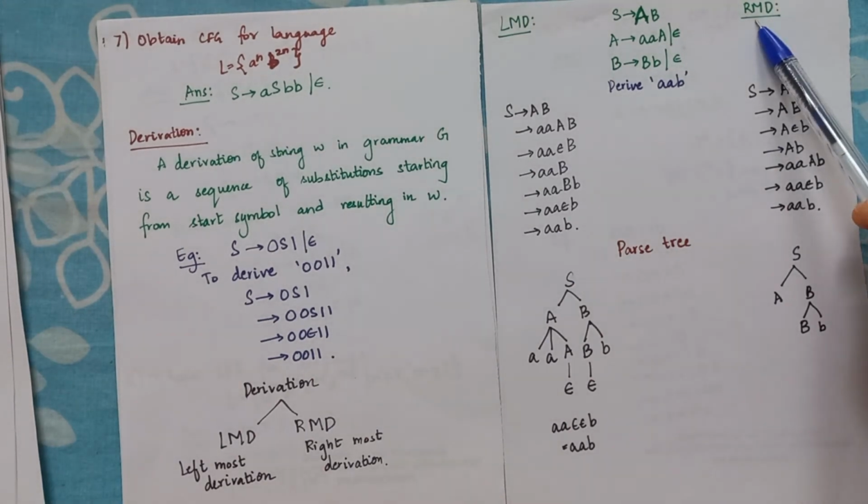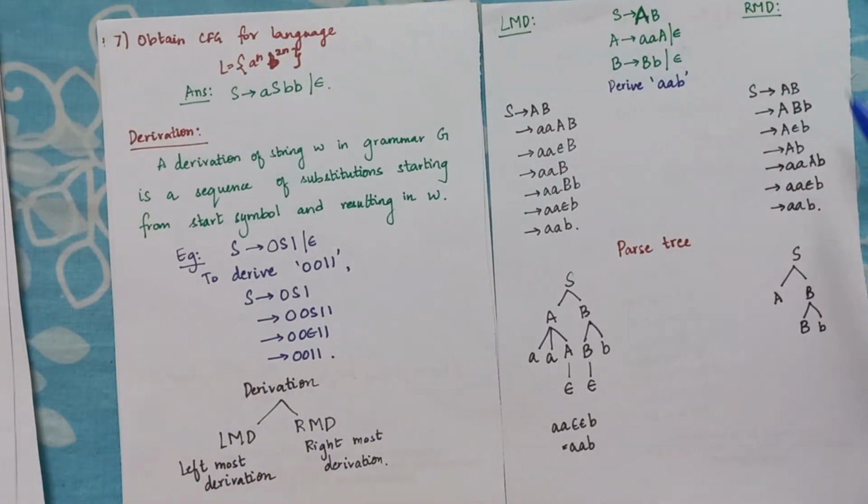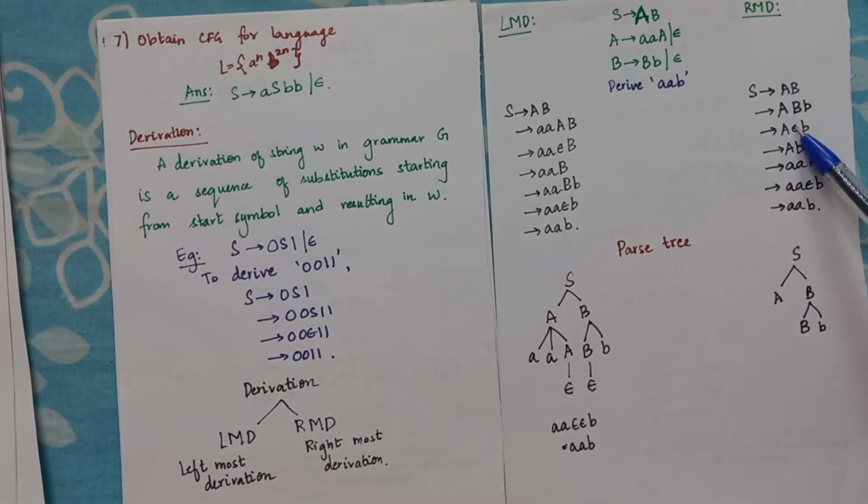Now what happens in the rightmost derivation? In the rightmost derivation, I will do the right symbol first and then come on to the left hand side. So capital B gets substituted with capital B small b, capital B gets substituted with epsilon, giving me capital A and small b. Now this A gets substituted with capital A A, capital A gets substituted with epsilon, and then giving me the answer.